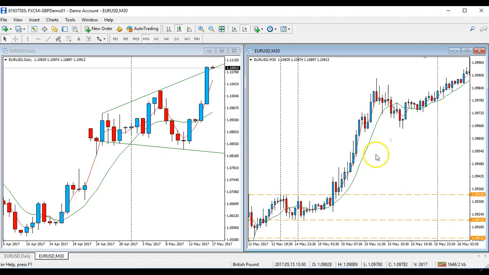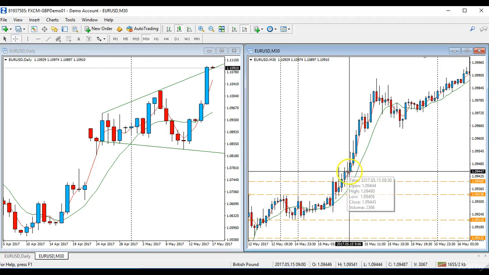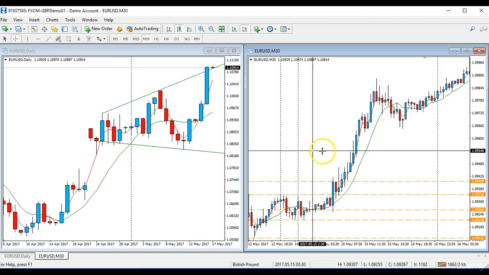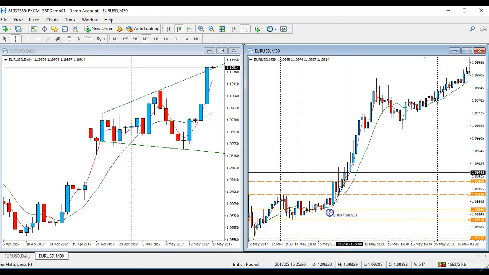And what you can do is, let's say for example we had an entry over here. Okay, let's say that was our entry. Then what this does is it gives us an entry. Let's say we entered here and we had a stop loss below a previous level, or below two previous levels of support here. Okay, so let's say we had an entry there and we put a stop loss there.